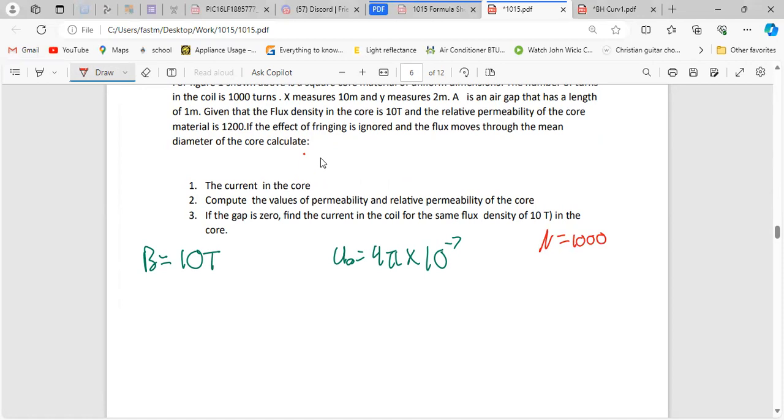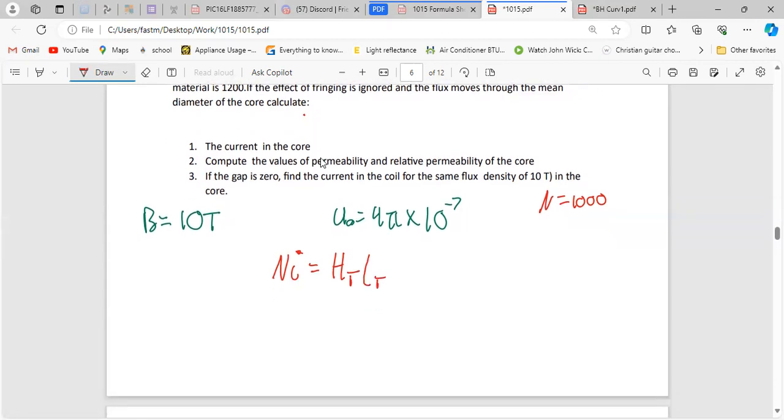All right, so we can say NI is equal to HL. Yeah, because you can't just use it outright, you gotta split it up. So we know that we can just add it together. So it could be H for the core by the length of the core plus the H for the gap by the length of the gap. Yeah? And that we're working now.